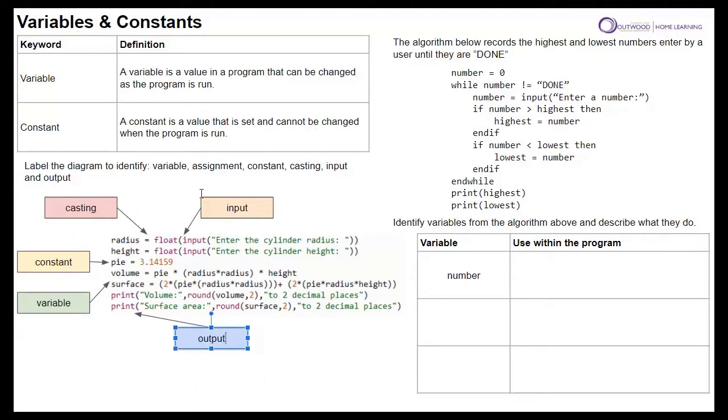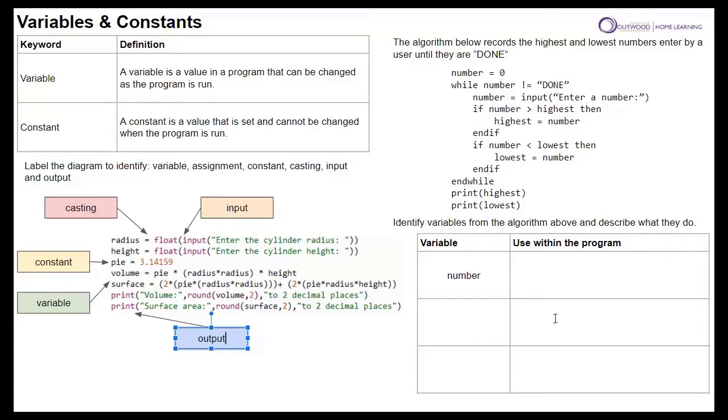So the one missing from here, it's not actually missing, it does exist, is assignment, where it sets a value. So for example, height equals, that single equals is the assignment. But there is not an option to enter that on this example.